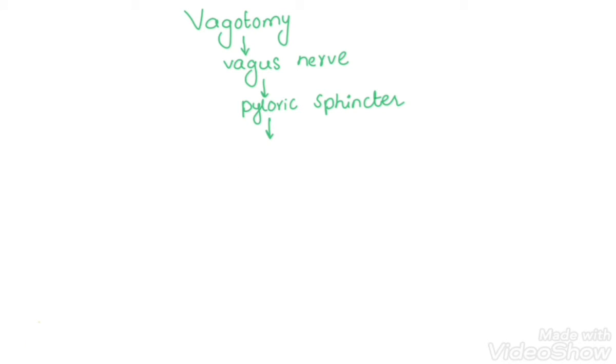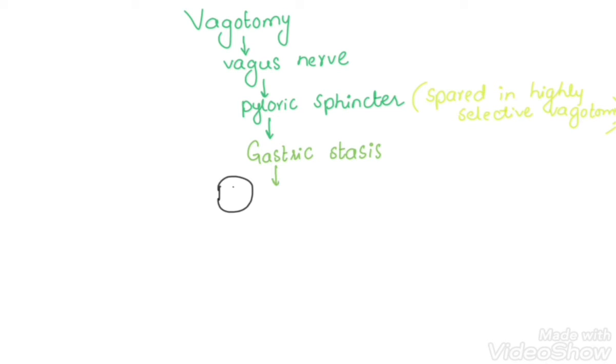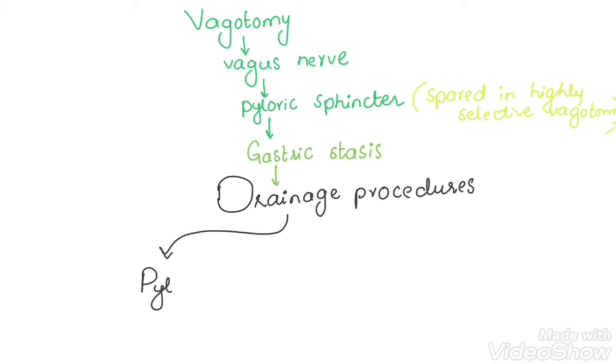In truncal vagotomy and selective vagotomy, the nerve supply to the pyloric sphincter is cut off, and so it does not relax and gastric stasis occurs. Therefore, drainage procedures are done after vagotomy, known as pyloroplasty and gastrojejunostomy. These help to prevent gastric stasis so that food does not remain in the stomach and it can easily pass down into the duodenum.